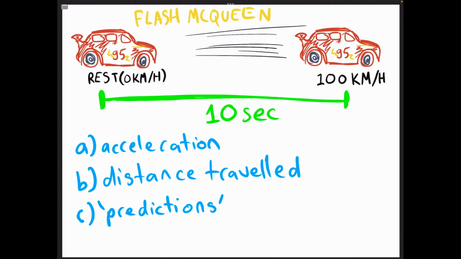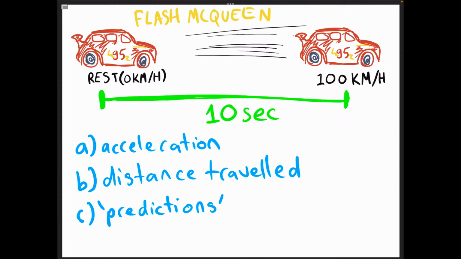Hello everyone. Today we're going to be looking at this problem. So we have the man, the myth, the legend, Flash McQueen, who starts a race at rest, so 0 kilometers per hour, and 10 seconds in the race, he's at 100 kilometers per hour.